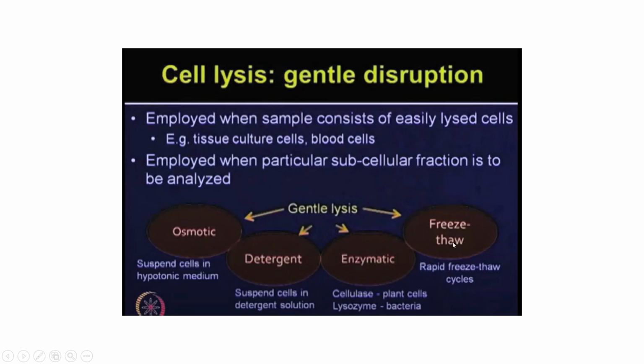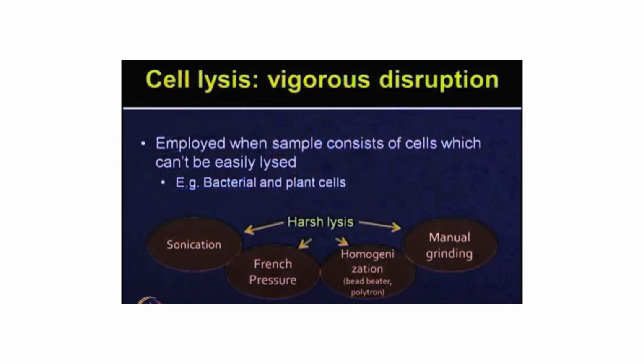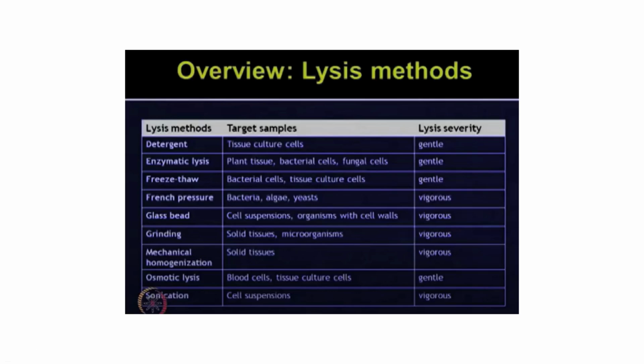Freeze thawing means keeping it at -20, then at 50 degrees or something, or -80 and 50 degrees. So you are giving a cold shock basically. Because of that cold shock, the cell will burst and get disrupted, and that's how cell lysis can be obtained with freeze thaw. And there are some harsh lysis methods like sonication, French press, homogenization, or manual grinding itself. So there are different ways of lysis, how gentle or vigorous they are, and which specific lysis method should be used for what type of samples.